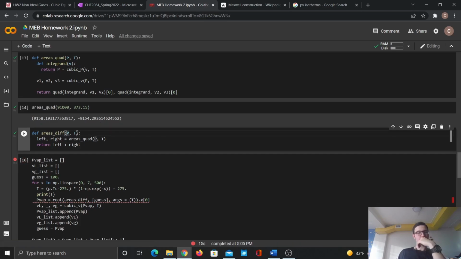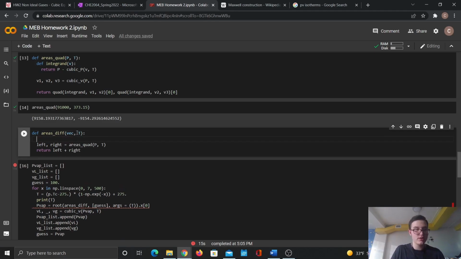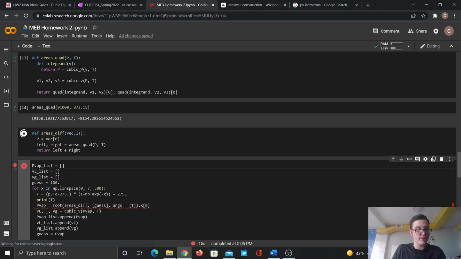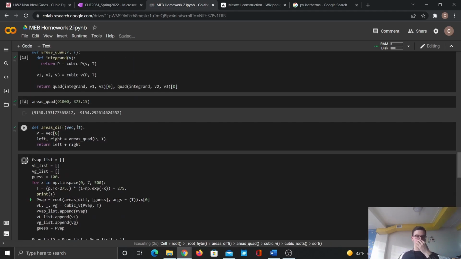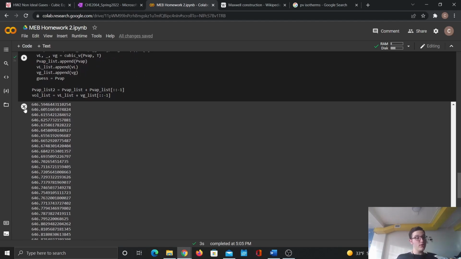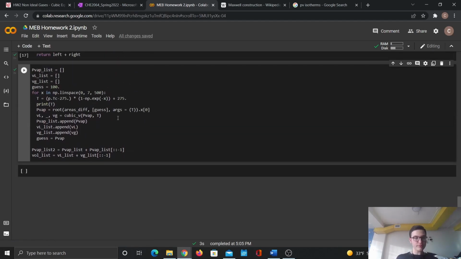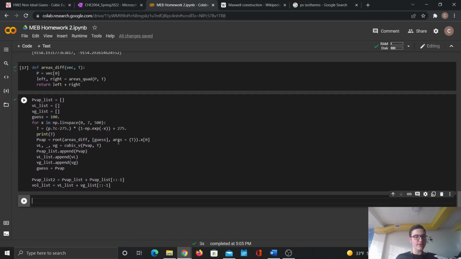It might be sped up if I just call this a vector and p is equal to vec0. Might work better. Yes, aha! So it was just slow because I didn't separate out. That's much easier. Well, that's good. Awesome. So we have that there.